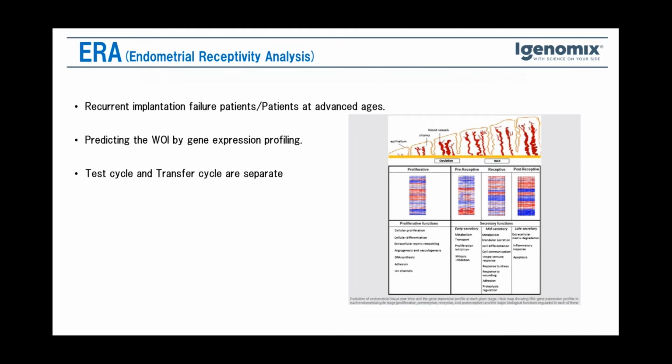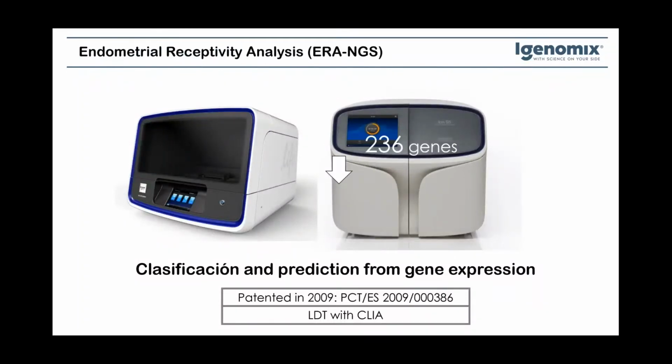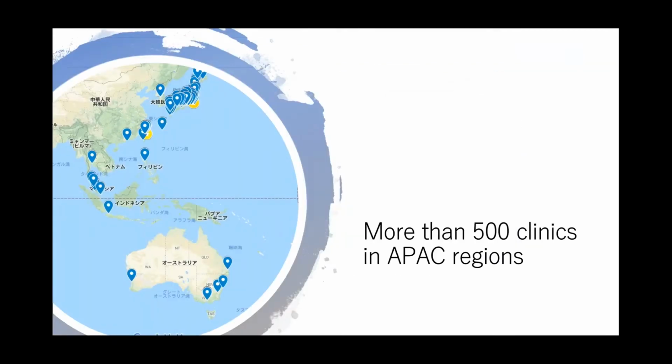Okay, so these are the papers that we have published during the development of the study. And we are using next generation sequencing, sequencing 236 genes. In the beginning of the study, we started with the whole genome, all the genes. We actually screened all the genes and found that only 238 genes are involved in this process, and we further decreased 2 genes that are not very relevant. So now we're using 236 genes for the profiling of the window of implantation. And now there are more than 500 clinics in the Asia Pacific region using this, and more than 300 clinics in Japan are using this test.